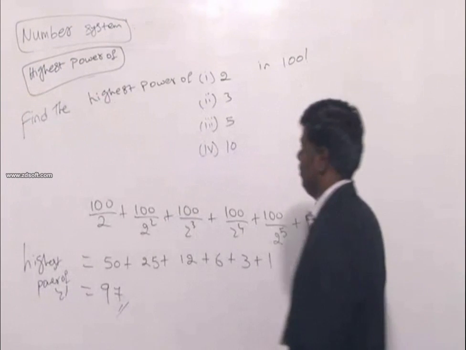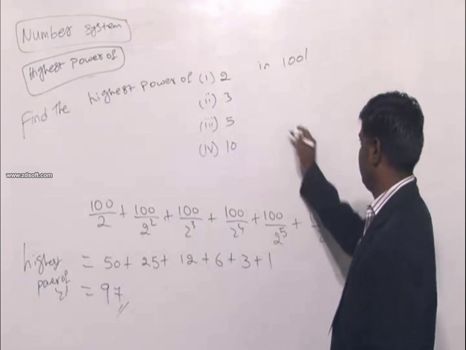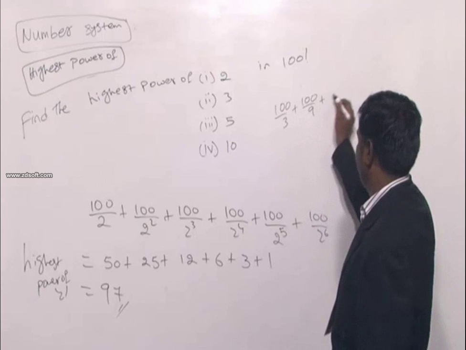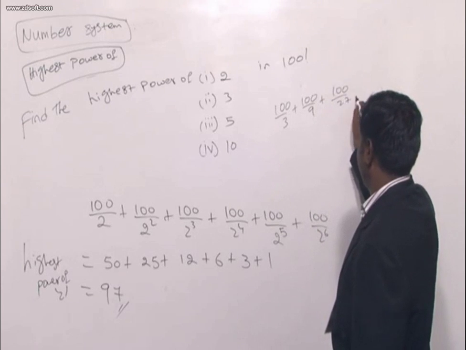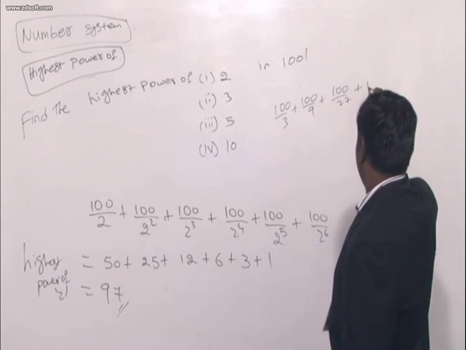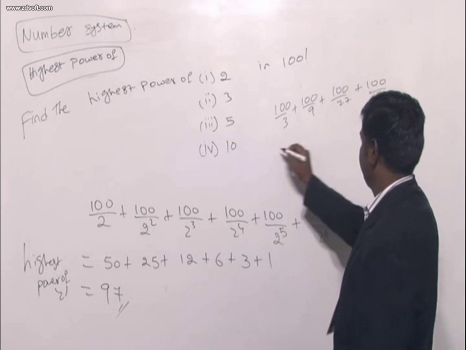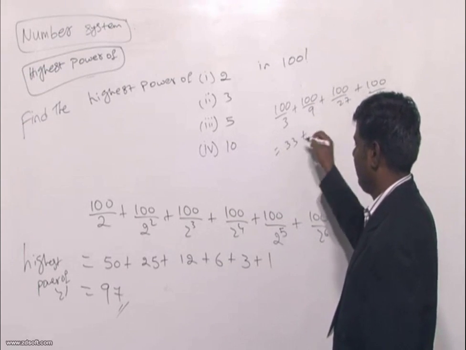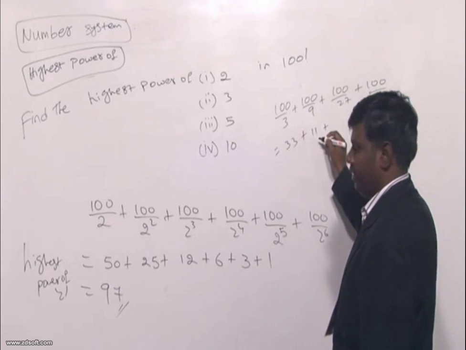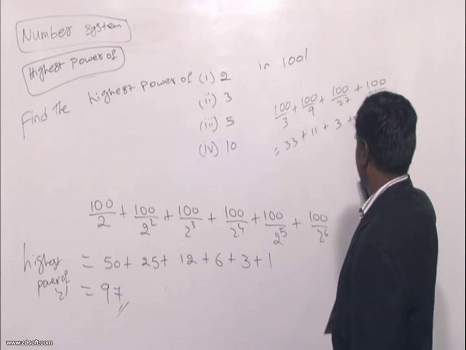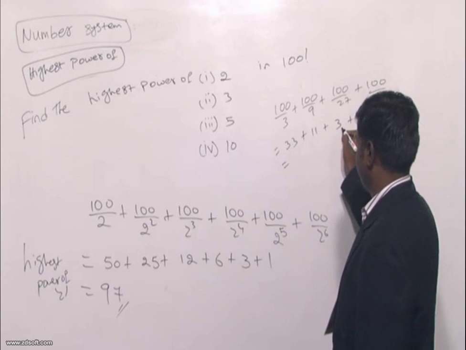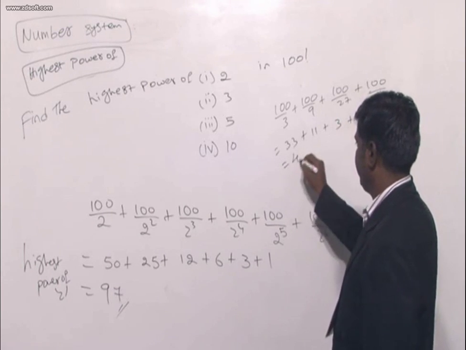Similarly, highest power of 3 in 100 factorial. 100 by 3 plus 100 by 9 plus 100 by 27, 3 powers, plus 100 by 81. 100 by 3, 33. By 3, 11. By 3, 3. By 3, 1. 44, 47, 48.